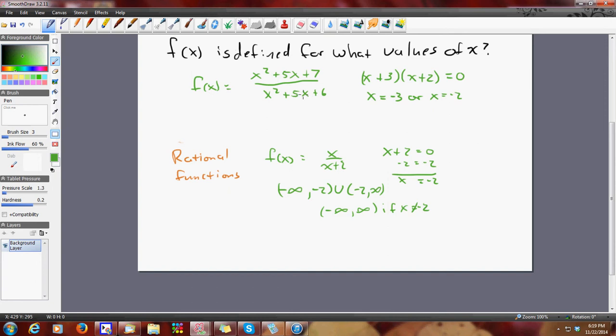Check: -3 squared is 9. 5 times negative 3 is negative 15. 9 minus 15 is negative 6, plus 6 is 0. Negative 2 squared is 4. Negative 10, and then positive 6. Plus 6 is 0. So x can't actually equal these. So your domain is going from negative infinity to negative 3, or negative 3 to negative 2, or negative 2 to infinity.